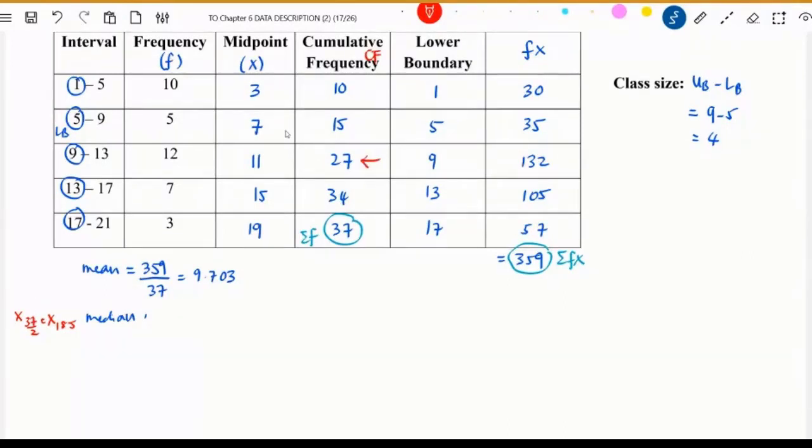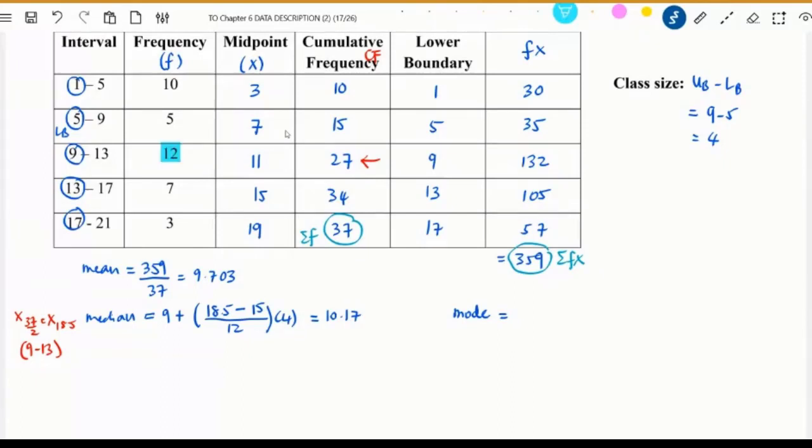Okay, so the class is 9 to 13. So the lower boundary is 9. So 9 plus 18.5 minus the cumulative frequency of the class before, which is 15, divided by the frequency of the class, which is 12, times 4. Okay, what do we get? So the median we will get 10.17. Okay, good.